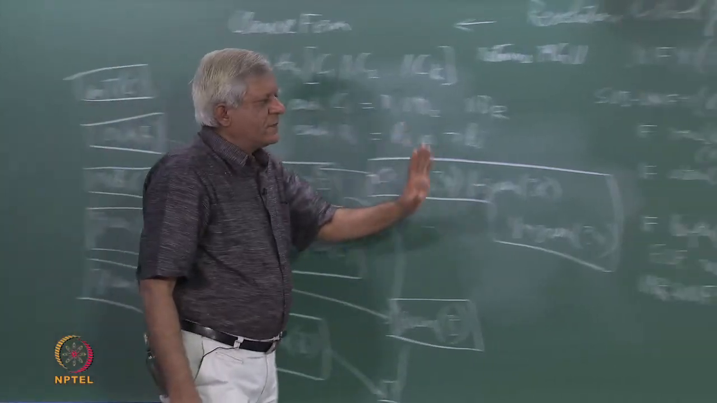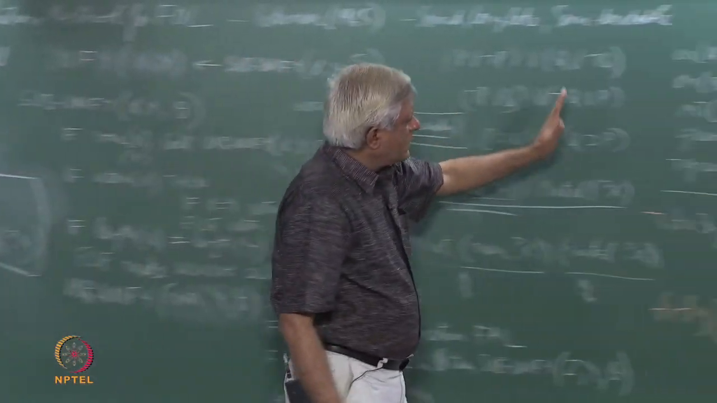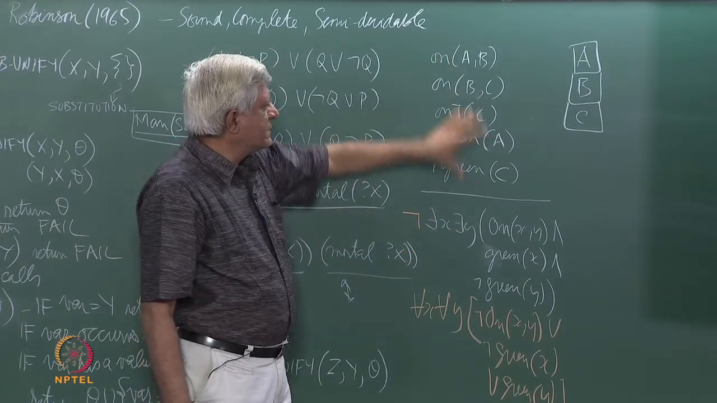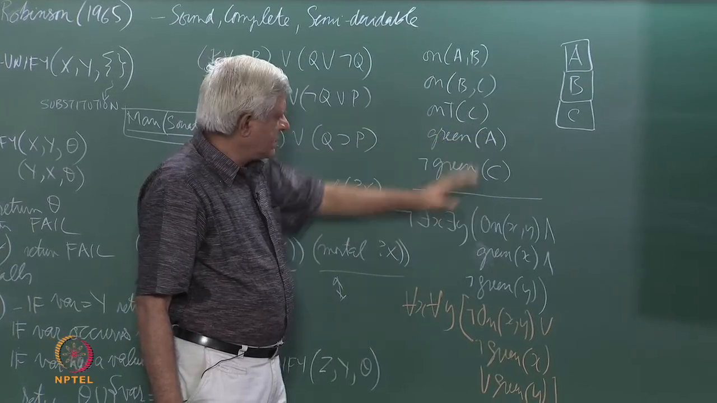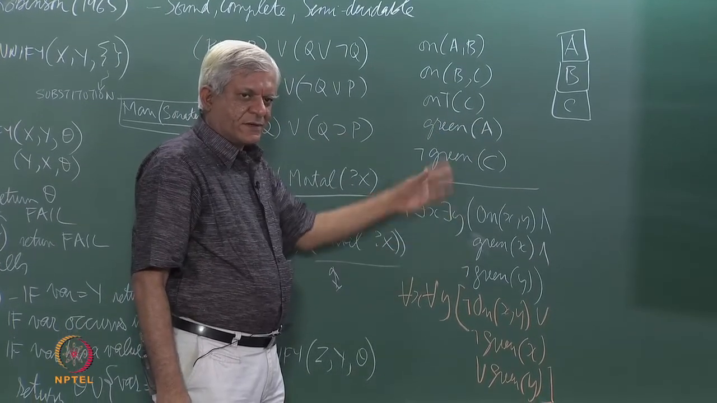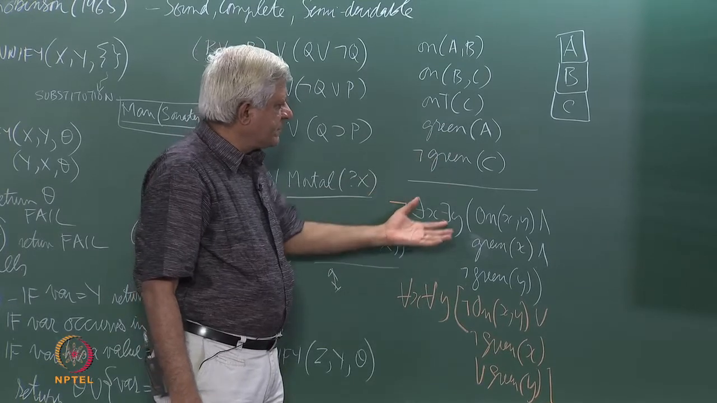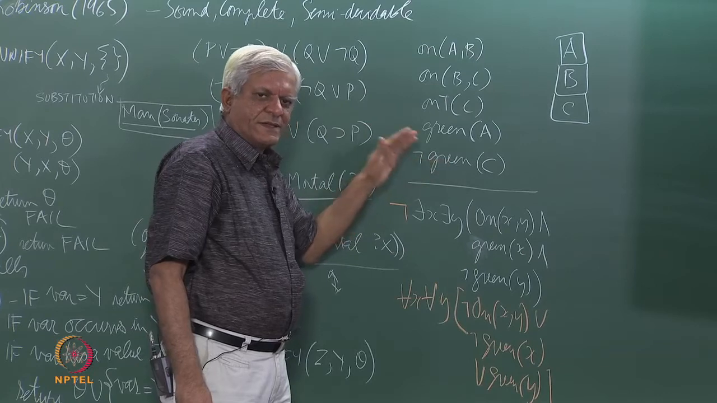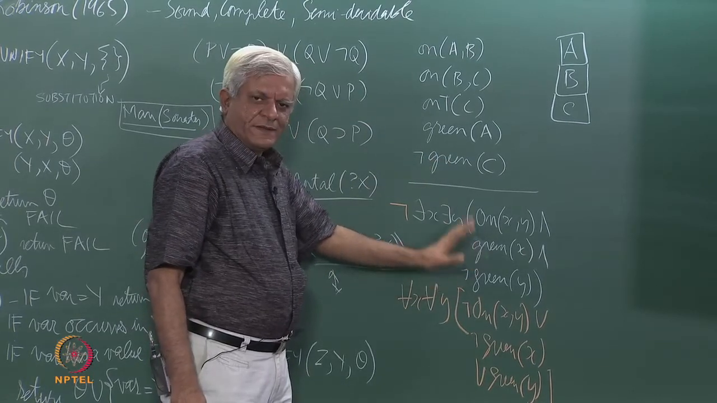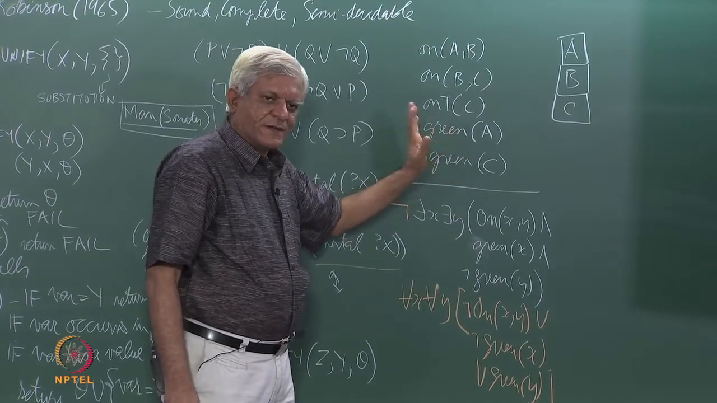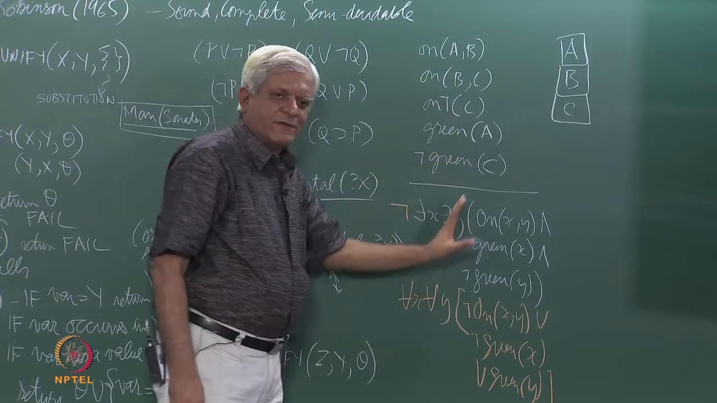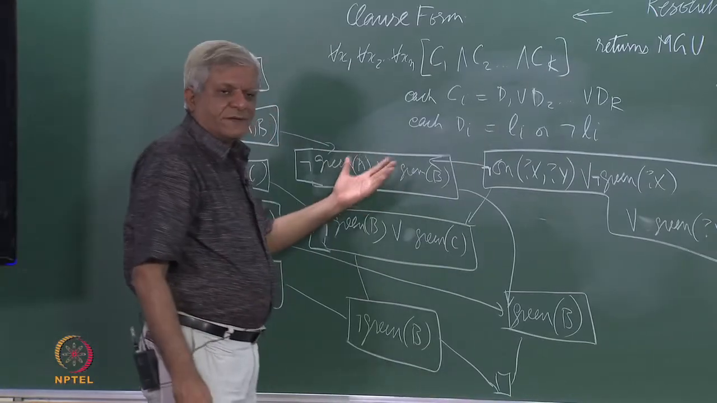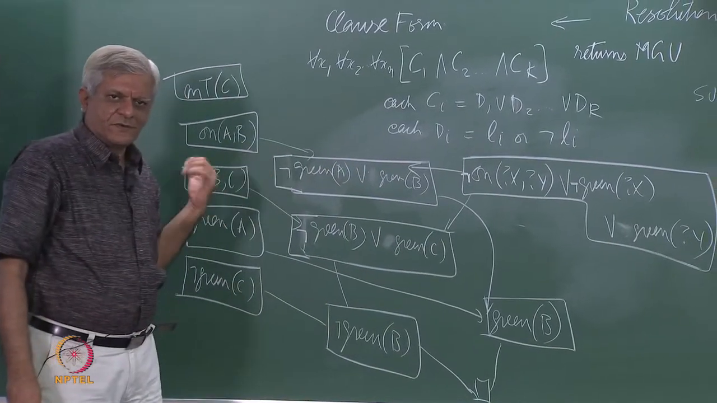If you remember, when we talked about forward chaining or backward chaining, there is no way you can move from this set of data to this conclusion. The conclusion holds that there exists a block on another block, so that the block on top is green and the block below is not green. It is not even intuitively clear, but it is true, but we cannot derive it using forward chaining or backward chaining. But in the resolution method there is a very simple small proof for doing that.